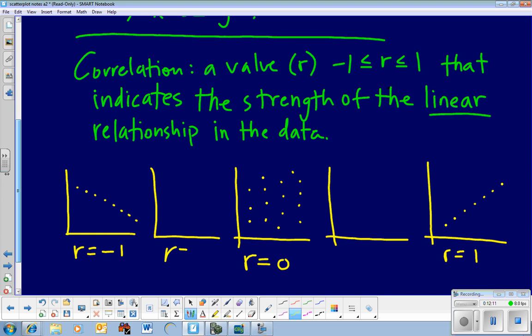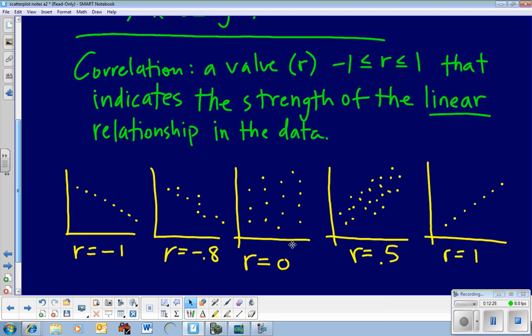You know, R equals, I'll just use -0.8 for an example. It might look something like this. R equals 0.5, +0.5 will be going up, and it will be slightly less linear. There's some good pictures in your book that you can look at. And it's hard to estimate what a 0.8 or a 0.5 would look like. But what you need to know is -1 and 1 are perfect correlation in opposite directions. 0 is a complete cloud of no pattern, and everything in between is some strength of linear relationship.